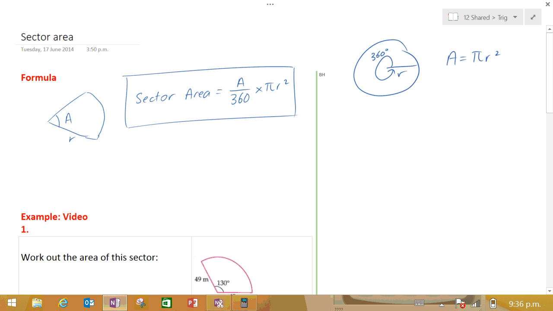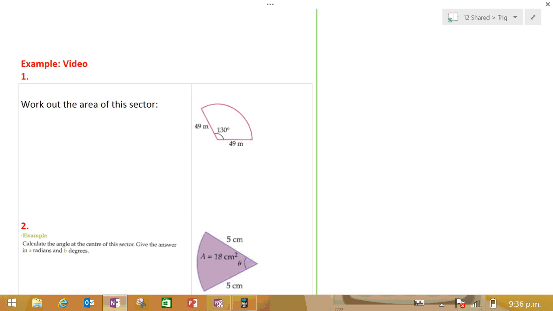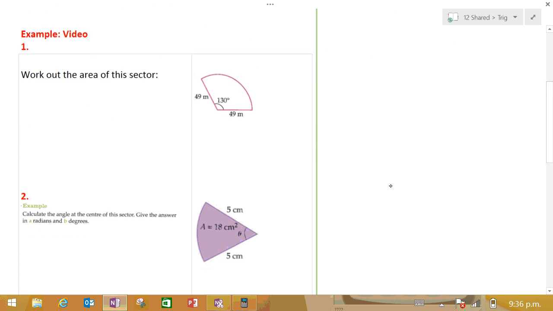Alright, let's apply it to this first example here. We've got two examples. Work out the area of the sector. So we'll write out our formula for area. Sector area equals A over 360 times pi r squared. So for this one, we're going to have 130 over 360 times pi times 49 squared.